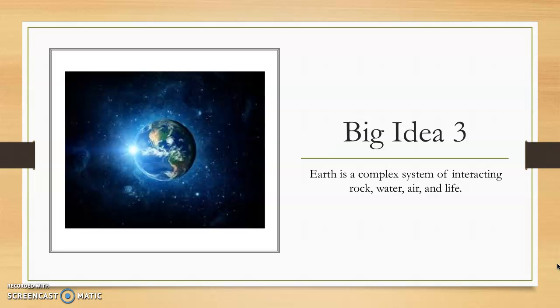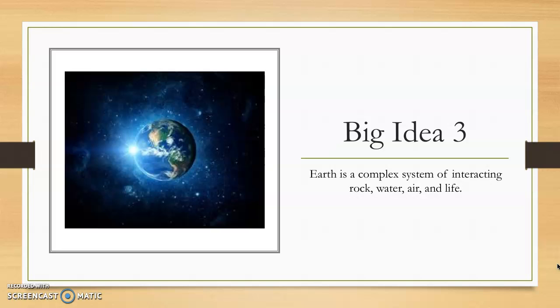From the choices we had, I chose big idea number 3, about how Earth is a complex system of interacting rock, water, air, and life. Just like it says in that little title, it talks about how the Earth interacts through the 4 different spheres: the geosphere, hydrosphere, atmosphere, and biosphere, and how all those spheres interchange energy and how they affect us and all the different forms of life. I found this one to be the most interesting as I was going through the last project, and this is the one I chose.